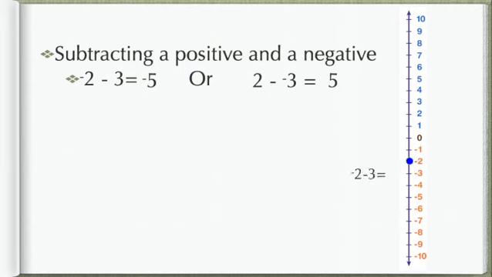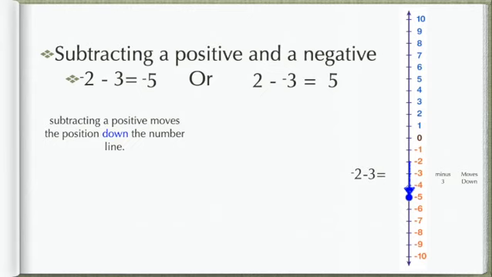So in the first example here, we have -2 minus +3. So I start at -2 and I subtract +3. Well, what we learned on the other page, if you're subtracting a positive, you're going to go down the number line. -3 moves down the number line. So down the number line from -2 is -5.